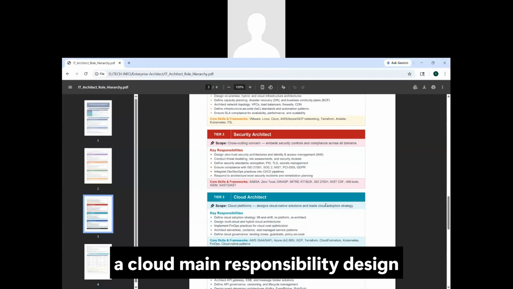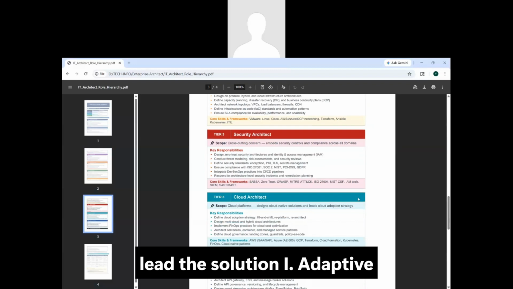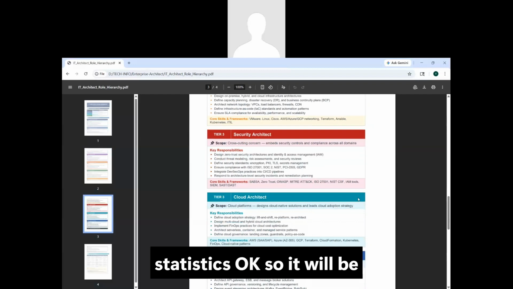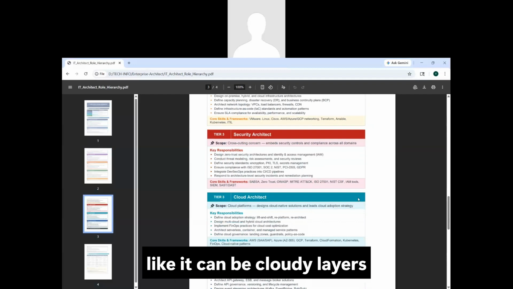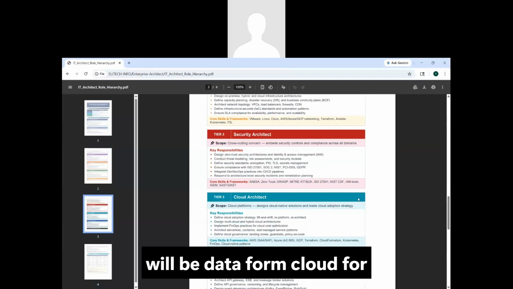Then the cloud architect's main responsibility is to design cloud-native solutions and lead the cloud adoption strategies. It can be cloud AWS, Azure, or GCP, or Terraform and CloudFormation.